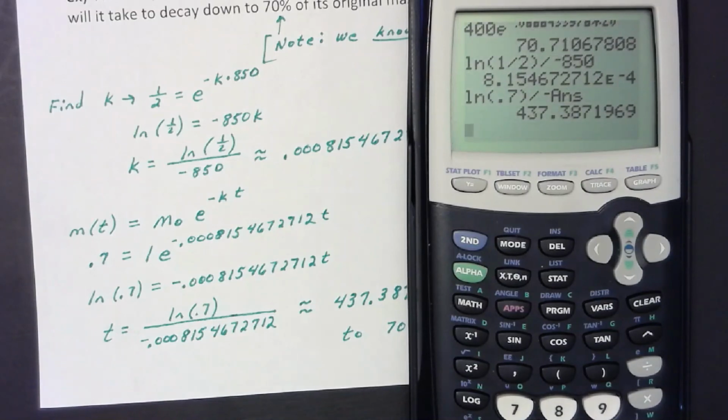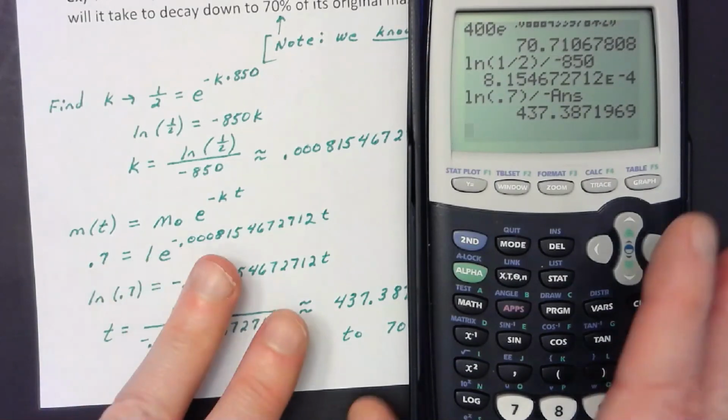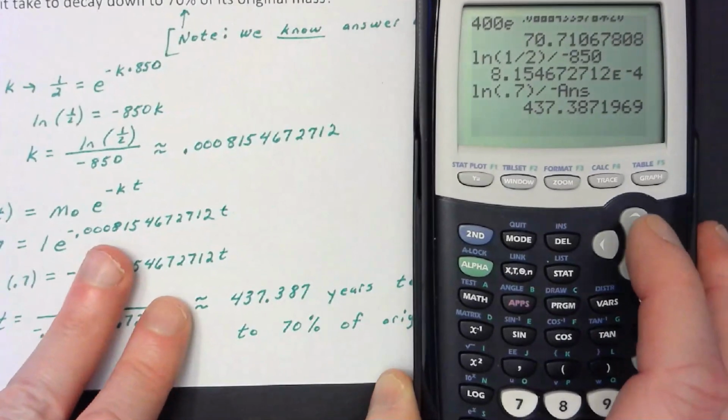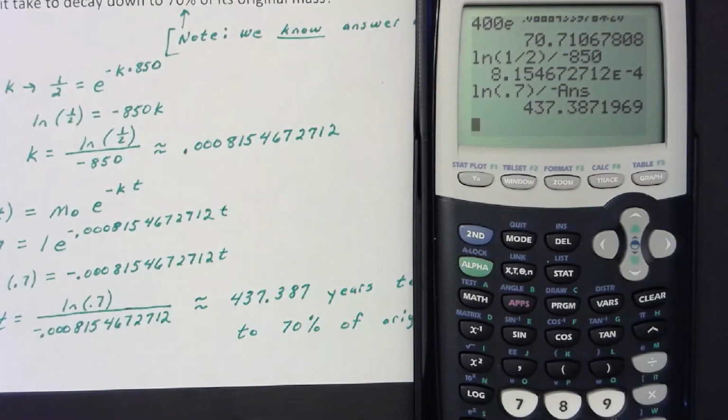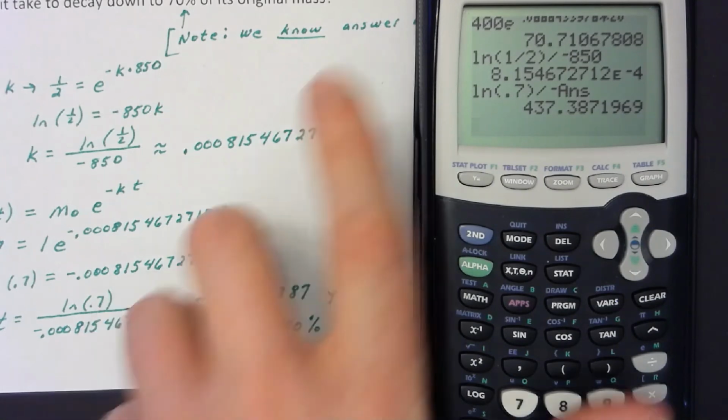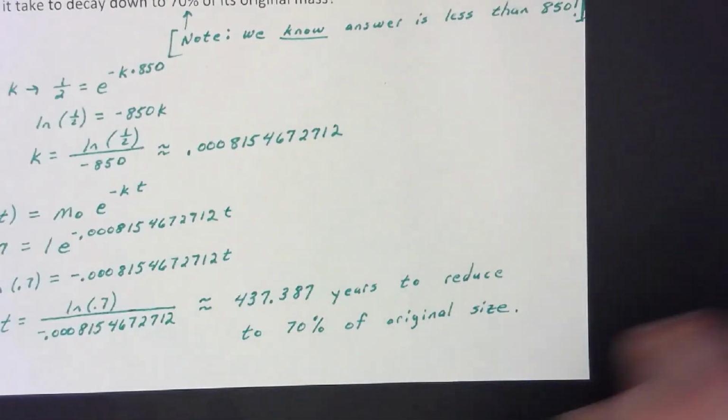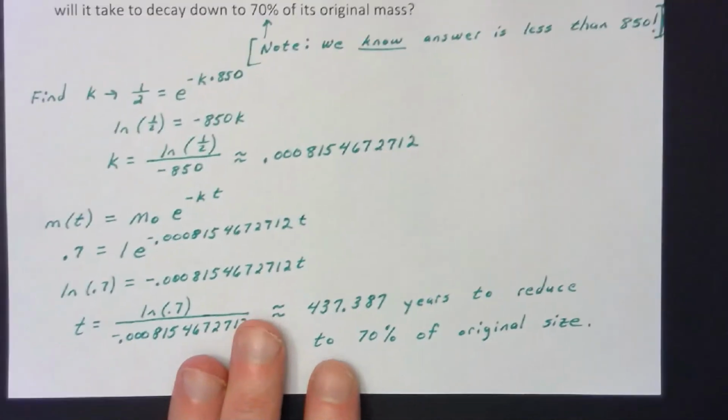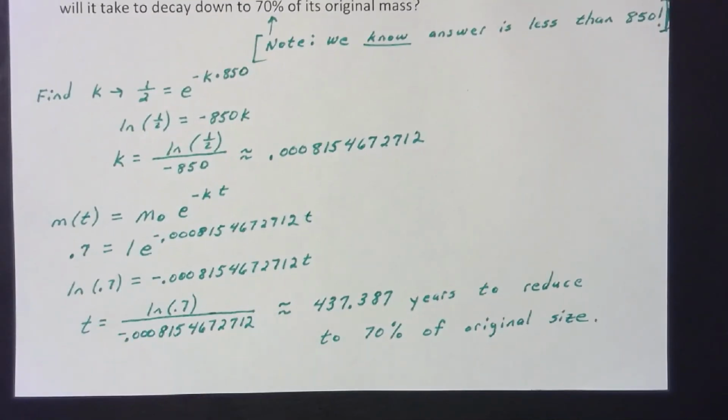My calculator tells me, yes, this is going to take 437.3871969 years. I just rounded to 3 decimal places, which is typically what I ask you to round to, 437.387 years. And again, remember, that's that many years to reduce down to 70% of the original size.